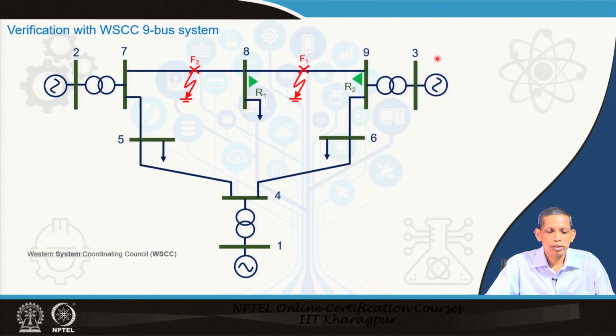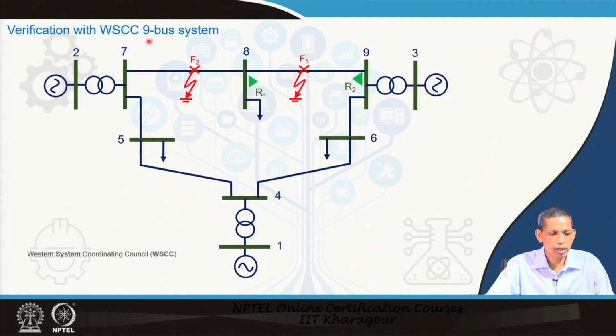Now, whatever you have learned about how to discriminate forward and reverse faults to obtain the direction of the fault is the directional relaying perspective, which is being used in different protection schemes.